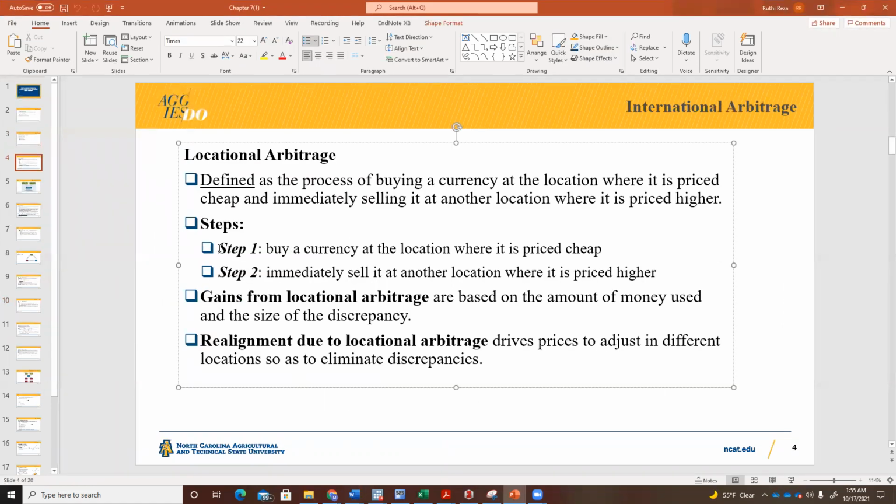To solve problems for locational arbitrage, we need to follow two steps. In step number 1, we buy a currency at the location where it is priced cheap, and then we immediately sell it at another location where it is priced higher. Then let us follow both of these steps.